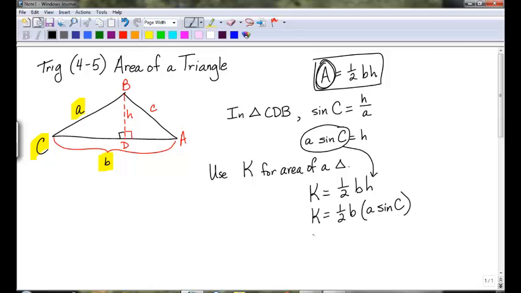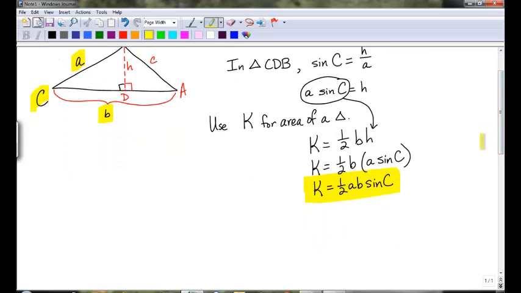Now they are going to rearrange that formula so it's alphabetical. K equals 1/2 ab sine of angle C. And that is a formula for figuring the area of the triangle if you're given two sides and an included angle. Now, if you follow that same process, you're going to get two other formulas. The other one's K equals 1/2 ac sine of angle B, and then the third one is K equals 1/2 bc sine of angle A.